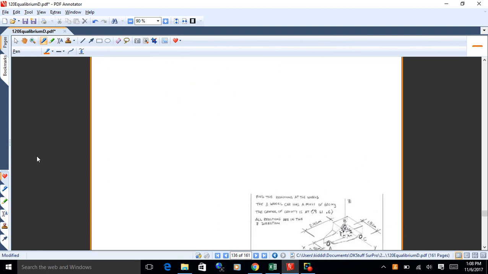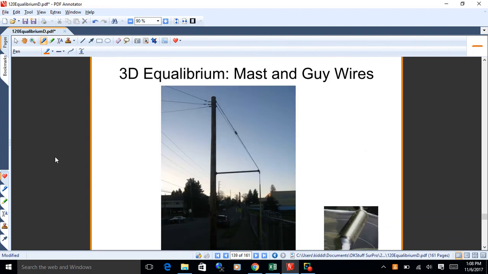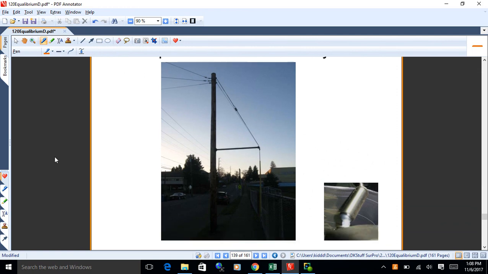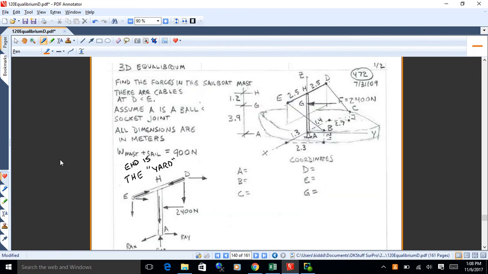We good? Okay, let's have a look at a trickier 3D problem. So let's look at a mast and some guy wires here. So I'm on page 472. Let's say we've got a simple boat here with a mast and a yard going across with a sail, and we've got those forces on here.